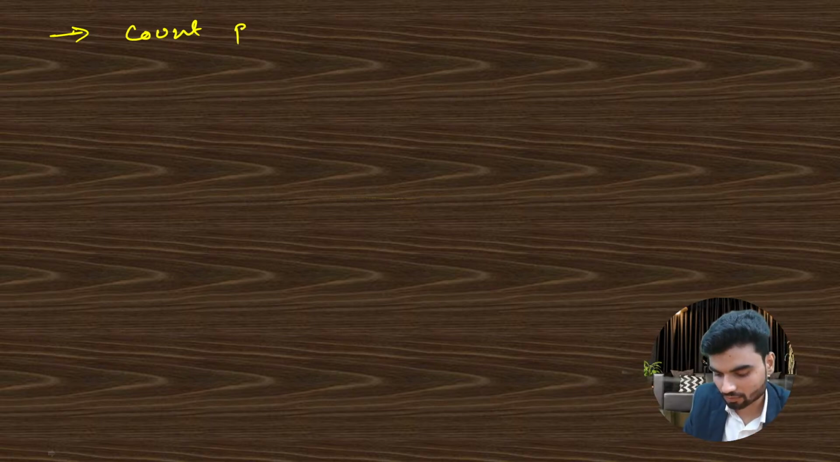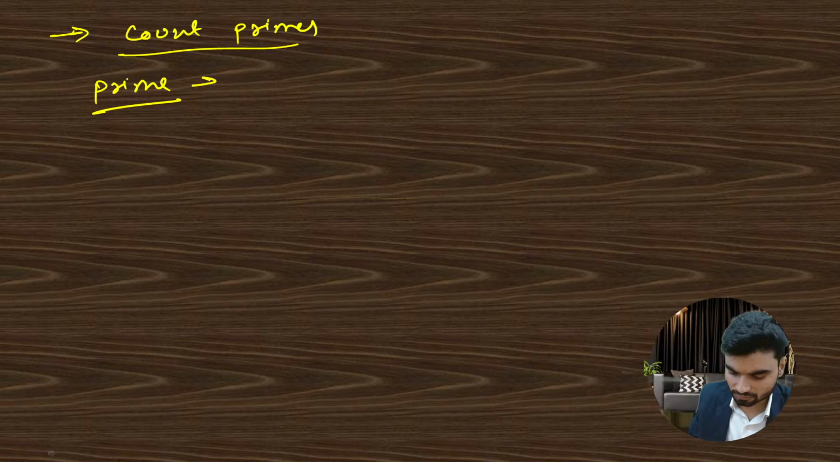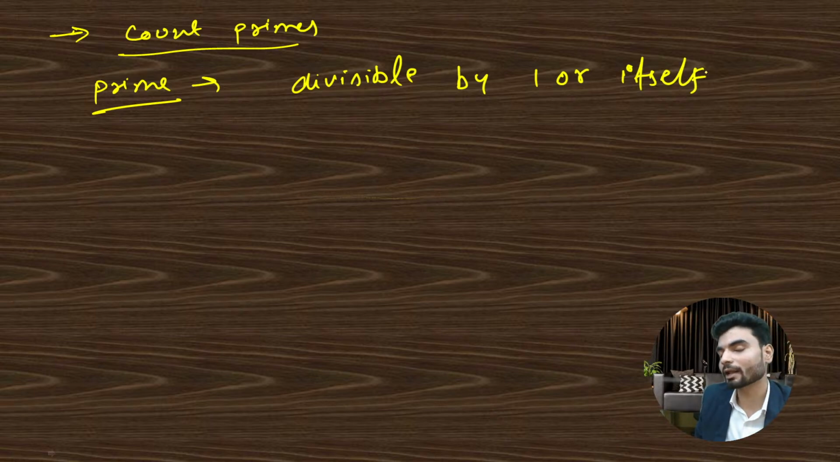Now here the question is Count Primes. First we need to understand what is prime. I know everybody already knows, but I'll take hardly 1 minute or 30 seconds. Primes are those numbers which are divisible by 1 or itself, right? What we want to calculate is the number of prime numbers between 1 to n.